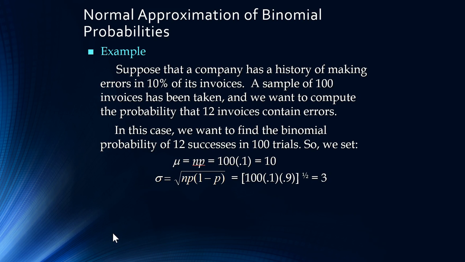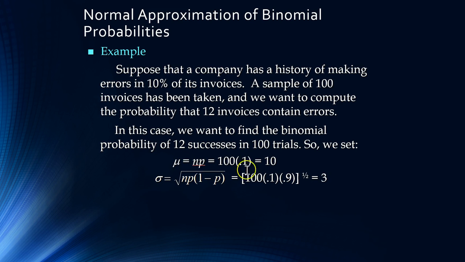So in order to find the average or our expected, we know that we've got 100 samples, which is our n, 100, and we know the proportion is 10%. So 0.1 times 100 is 10. We would expect to find 10 out of this 100 invoices to have an error. And we want to figure out the probability, the proportion, of getting 12, of getting those 12.